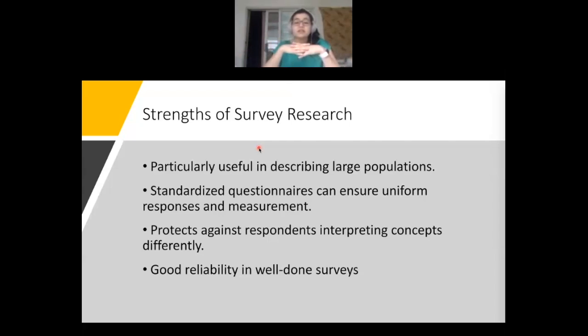And it protects against respondents interpreting concepts differently. And there's good reliability in well-done surveys. So if your questions are double-barreled, if your wording is off, then your reliability is not going to be great. But if you have really thought about the way you're asking questions, and that's why we spent so much time in this lecture talking about types of questions and answers, then your reliability is going to be really good. And that's a real strength of survey research, is that the reliability is high.